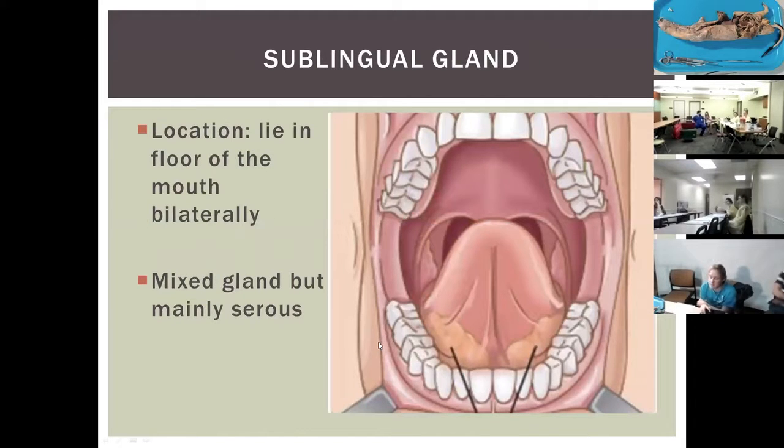The last major salivary gland we're going to talk about is the sublingual gland. And that is basically in the floor of the mouth bilaterally, meaning on both sides. And this is also a mixed gland, so it contains serous and mucus cells, but it is mainly mucus. I'm sorry that there's a mistake on your slides. It's mainly mucus. Sublingual gland is mainly mucus. Thought I corrected that, but I guess it didn't get changed.